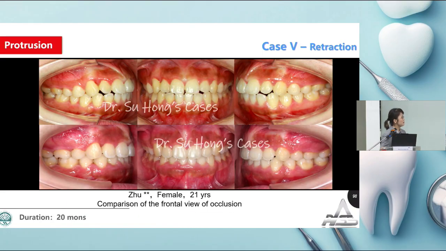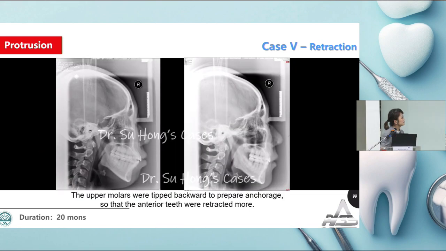Comparison of frontal view of occlusion. And we can see the upright 7, 6, 5, and upright the canine. We can see the comparison. Upright the incisors. You can see that the upper molars were tipped backward to prepare anchorage, so that the anterior teeth were retracted more. Yes.